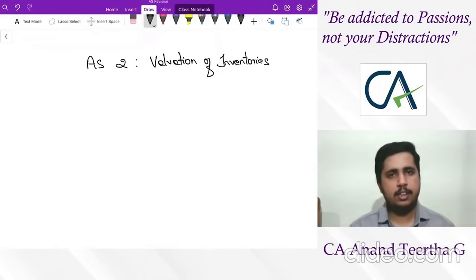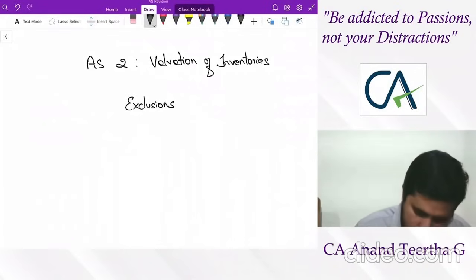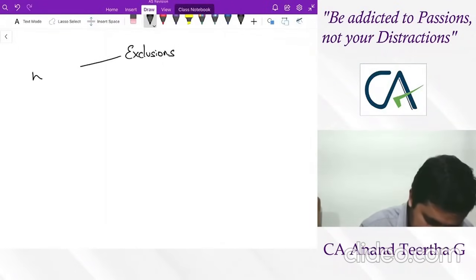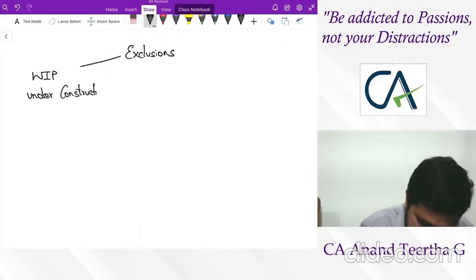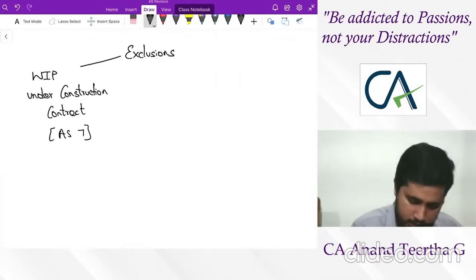So now let's see the revision points of these one by one and let's try to summarize in an overall way. Starting with, this standard has certain exclusions. So those things are not supposed to be covered in the standard. One, it is work in progress under construction contract. So what is the major reason? The major reason being work in progress under construction contract is covered by AS7. So therefore this standard does not cover it.